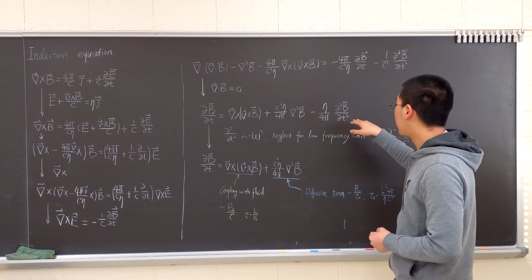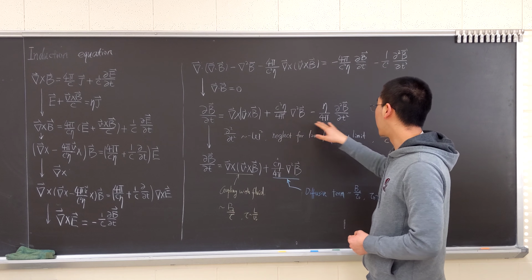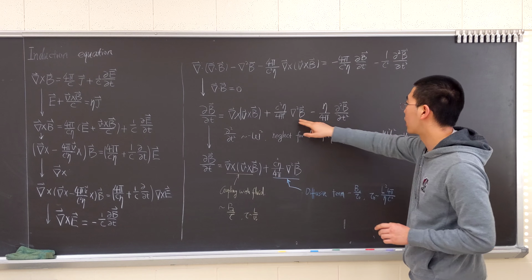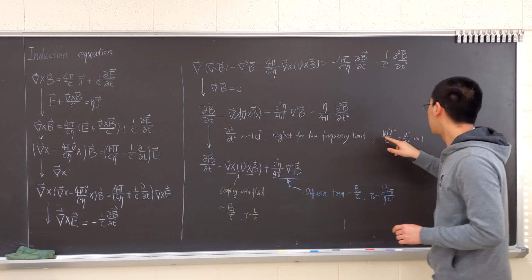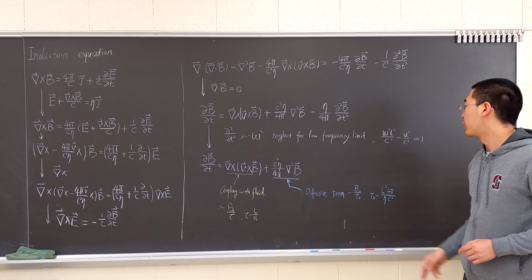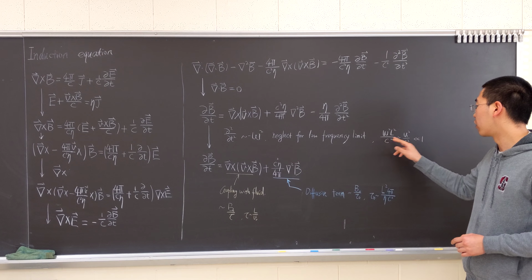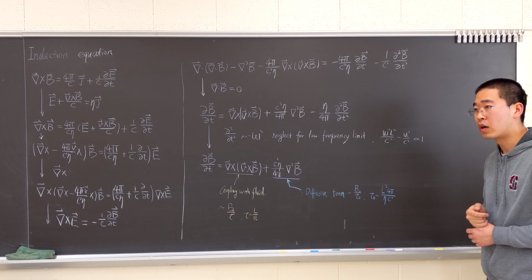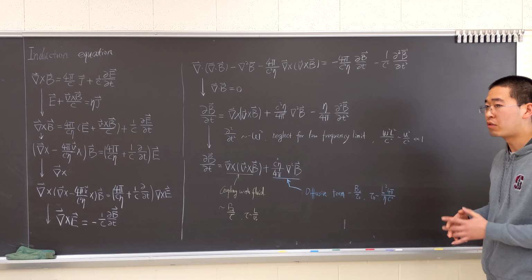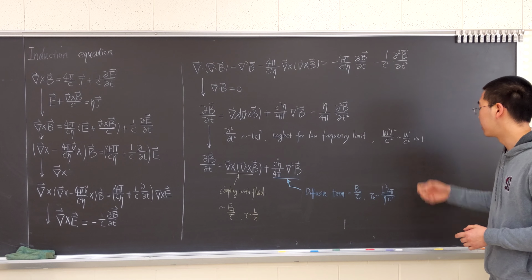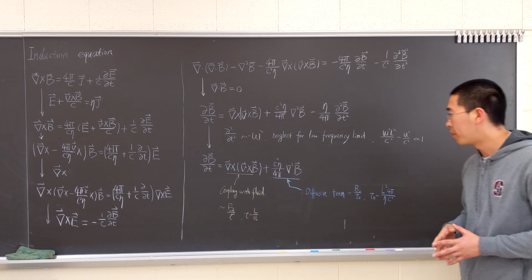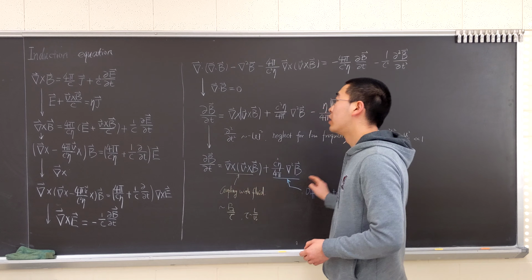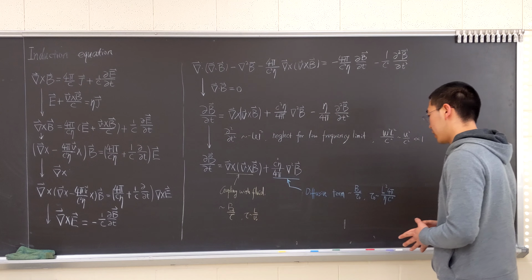Just to illustrate the point, you can compare those two terms. So this term, in terms of ordering, will be 1 over L squared. So this term will have the order of omega squared L squared over c squared. So that will be v naught squared over c squared, which for non-relativistic scenarios will be less than 1. So this term will be neglected. Then we're left with the final equation, the induction equation.